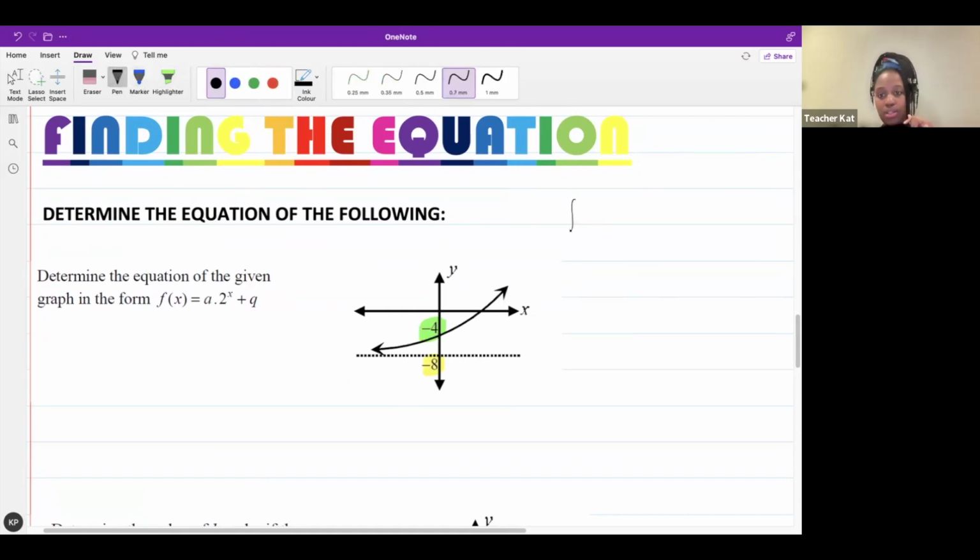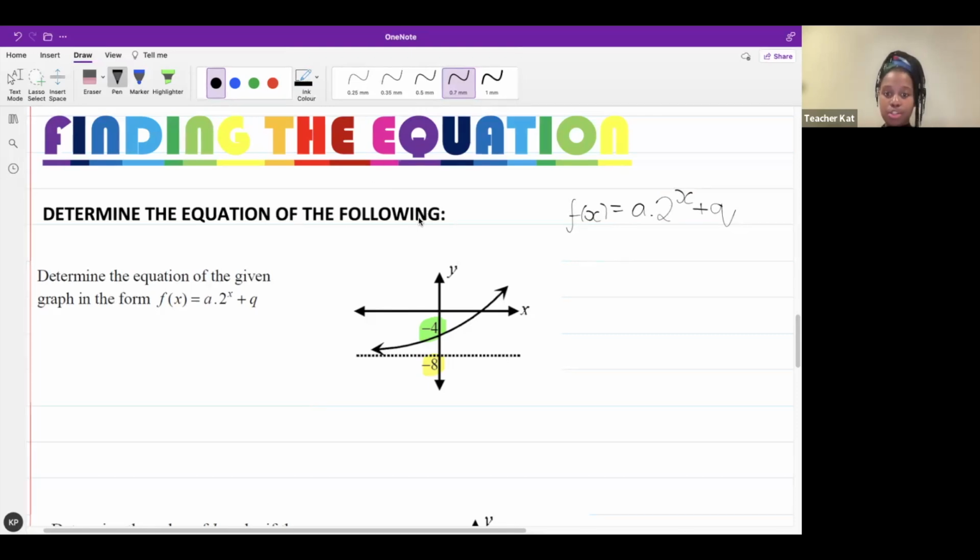So they've told us that this graph's equation is f of x equals a times 2 to the power of x plus q. And we need to find the full equation of this graph. Which one can we fill in first? We're looking for f of x, a, and q. Well, no, actually, we're looking for a and q in order to find the equation of the graph.